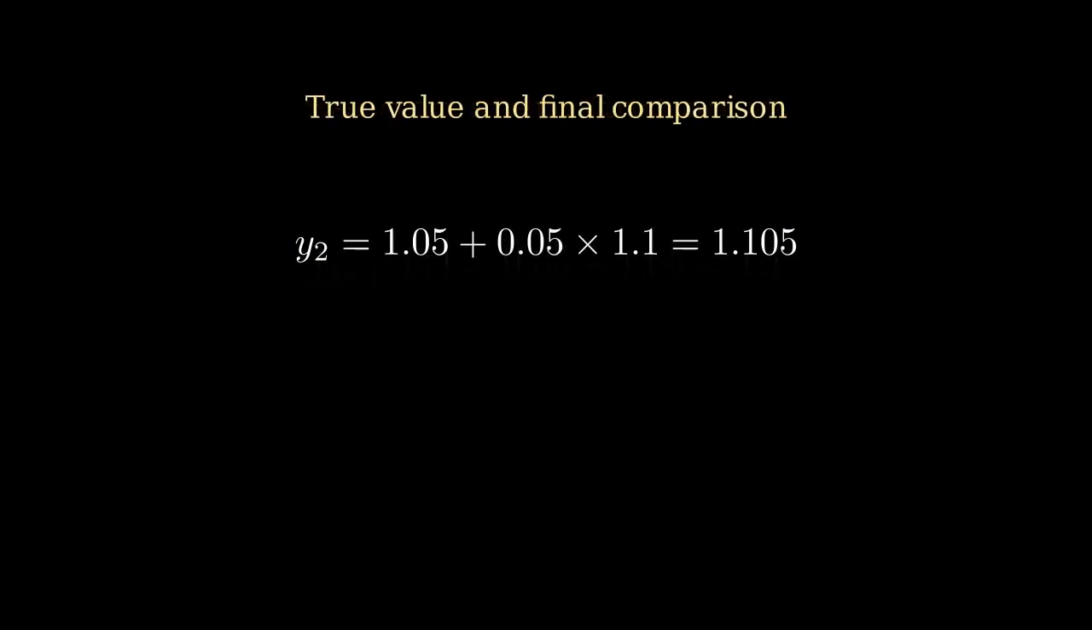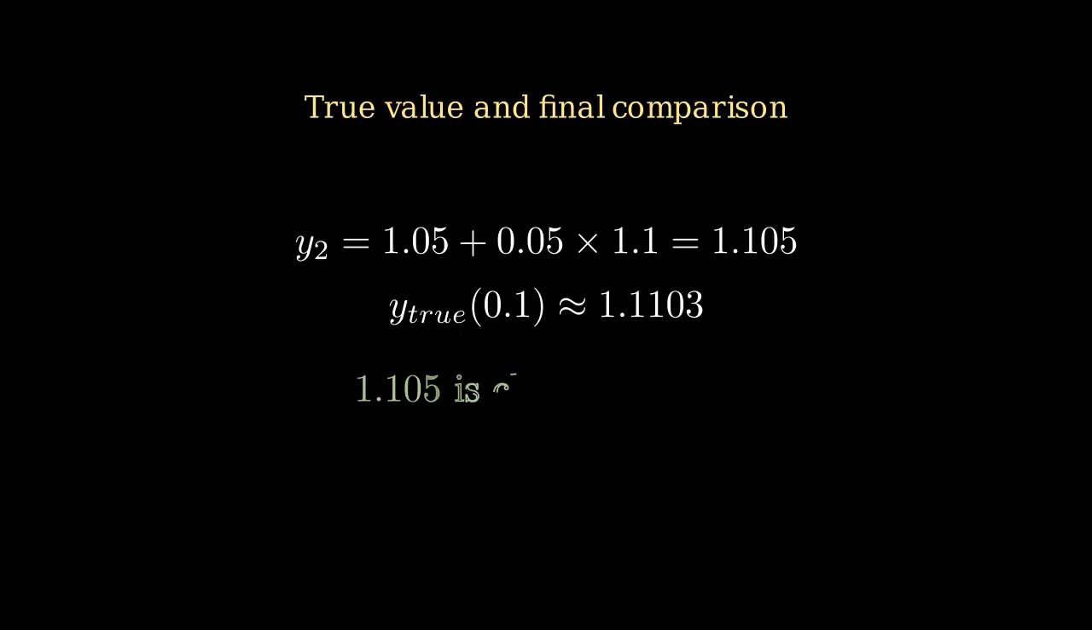The true value of y at x equals 0.1, found from the exact solution, is approximately 1.1103. Notice that using two smaller steps gave 1.105, which is closer to the true value than the single larger step, confirming that smaller steps make Euler's method more accurate.